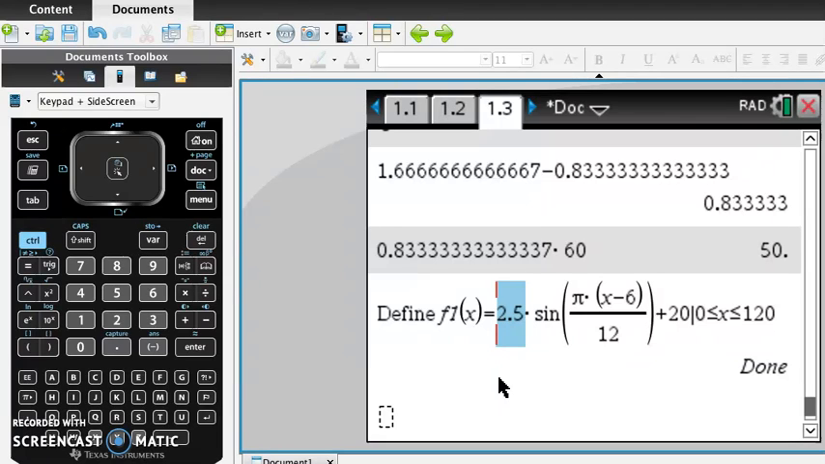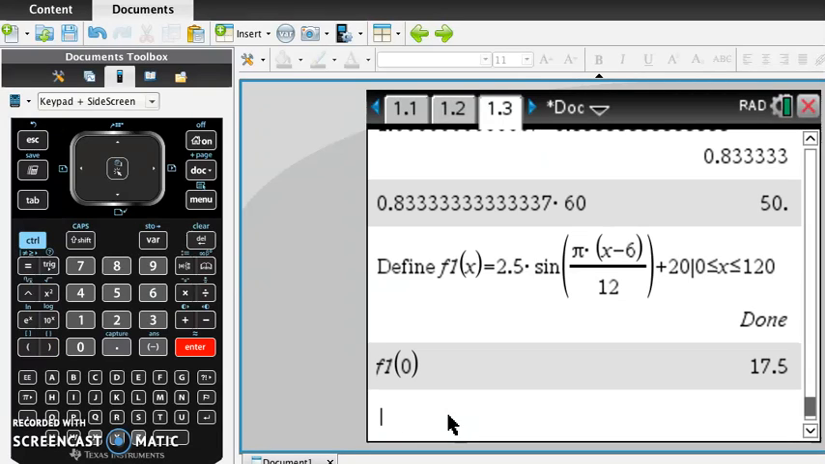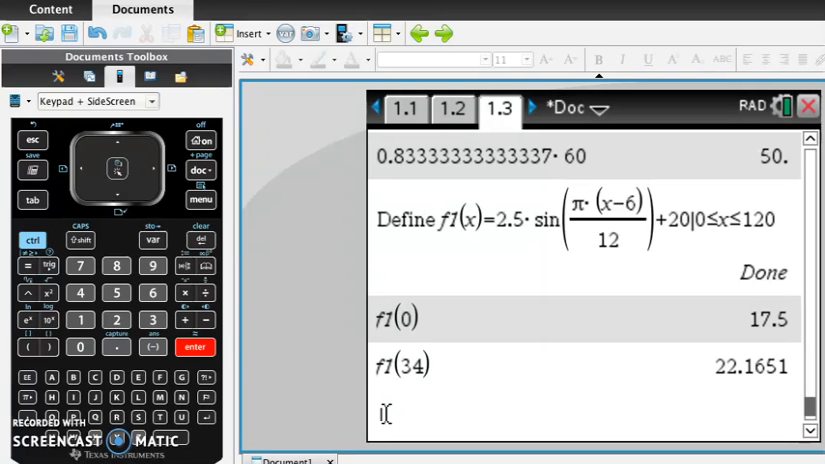What is the temperature inside the building at midnight on Sunday? Midnight on Sunday is 0 hours gone, so f1 of 0. Temperature is 17.5 degrees. At 10 a.m. on Tuesday, 24 hours is midnight Monday plus another 10 hours, so that's 34, isn't it? So f1 of 34, 22.16 degrees, get the rounding correct.